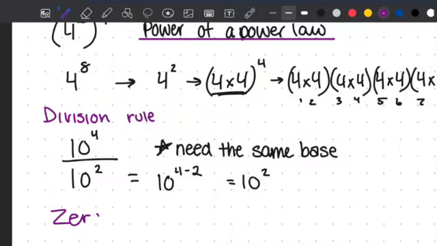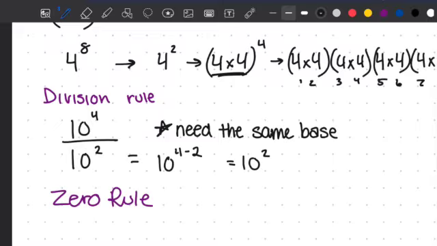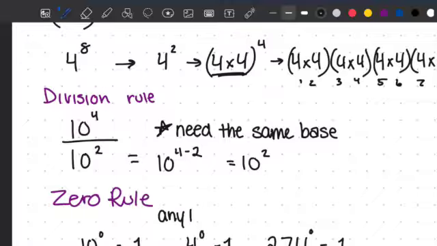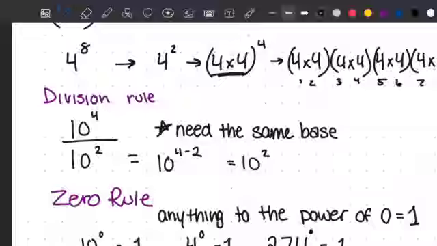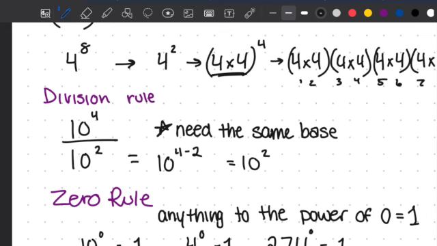Our zero rule. Anything to the power of 0 is, does anyone know? 1. Yes. So 10 to the 0 equals 1. 4 to the power of 0 equals 1. 274 to the power of 0 equals 1.